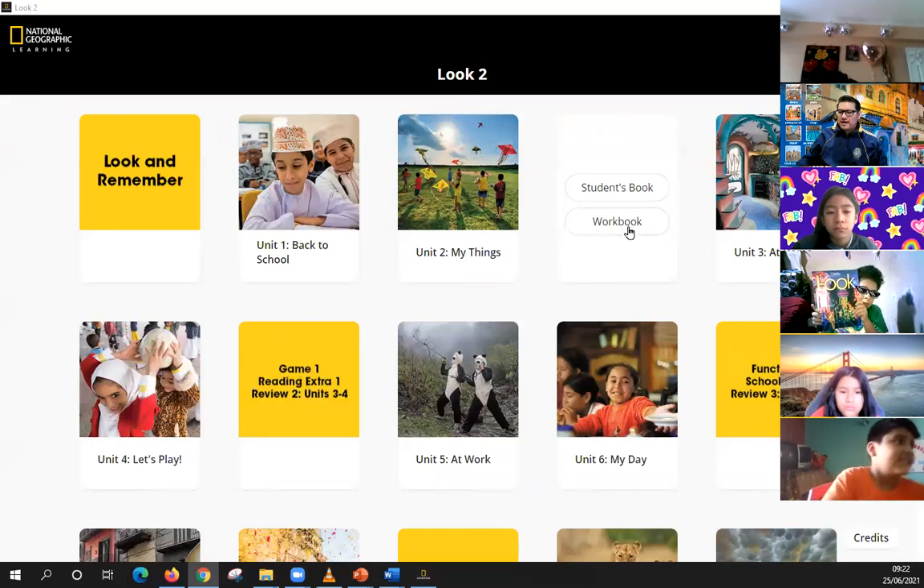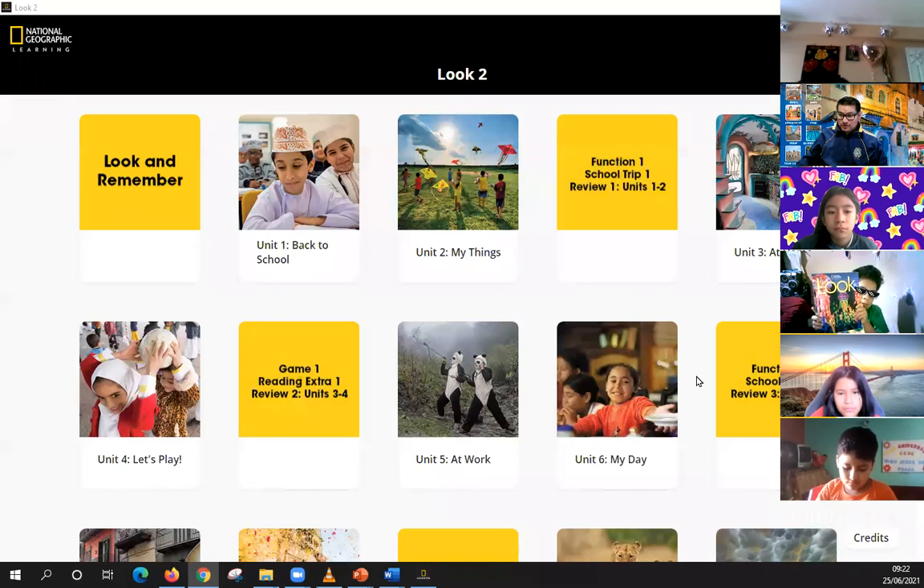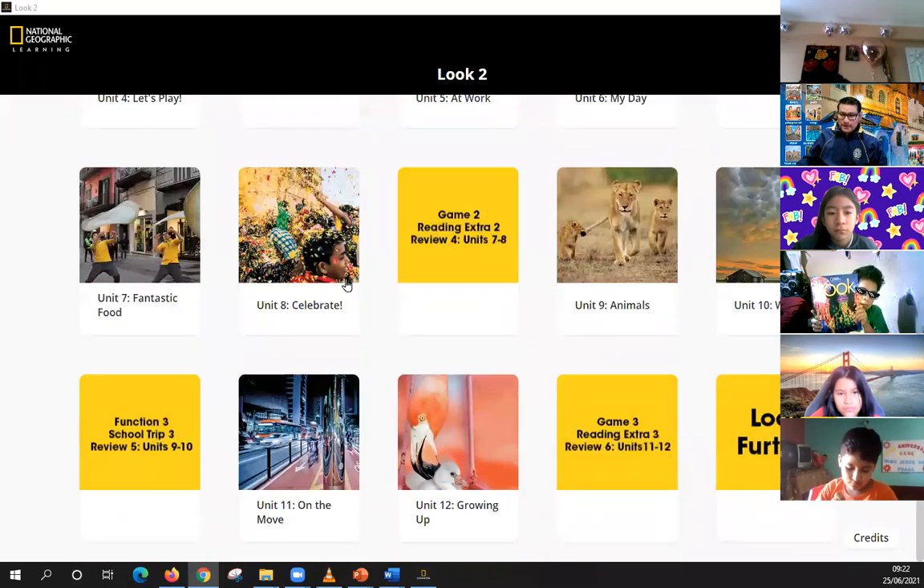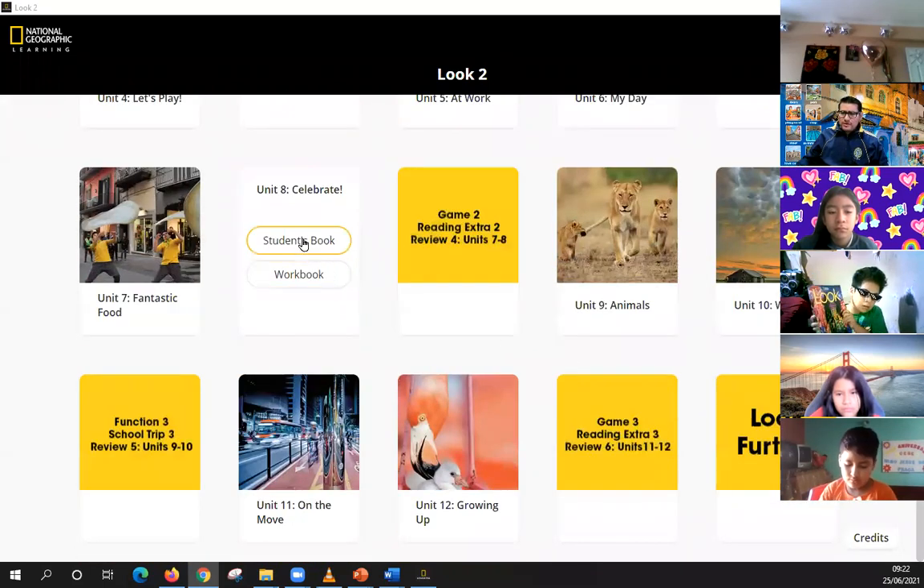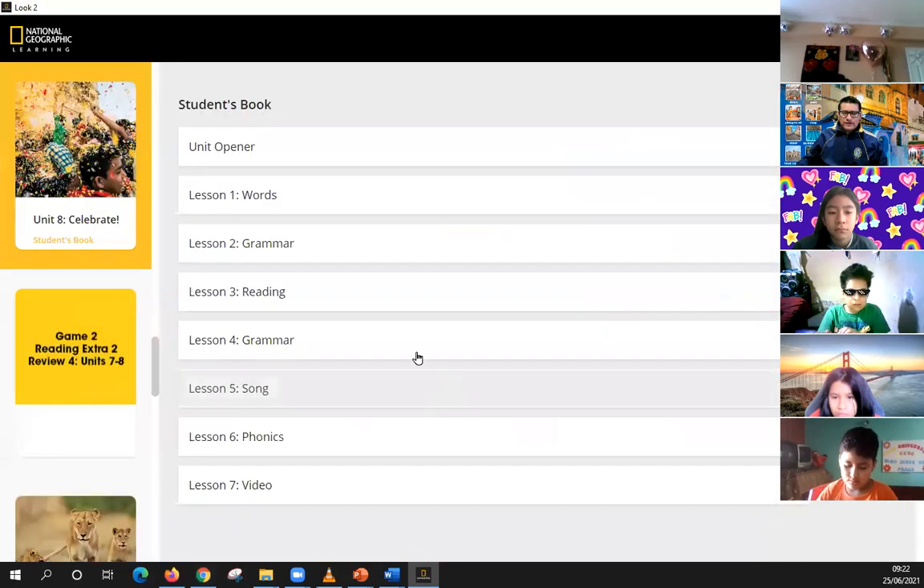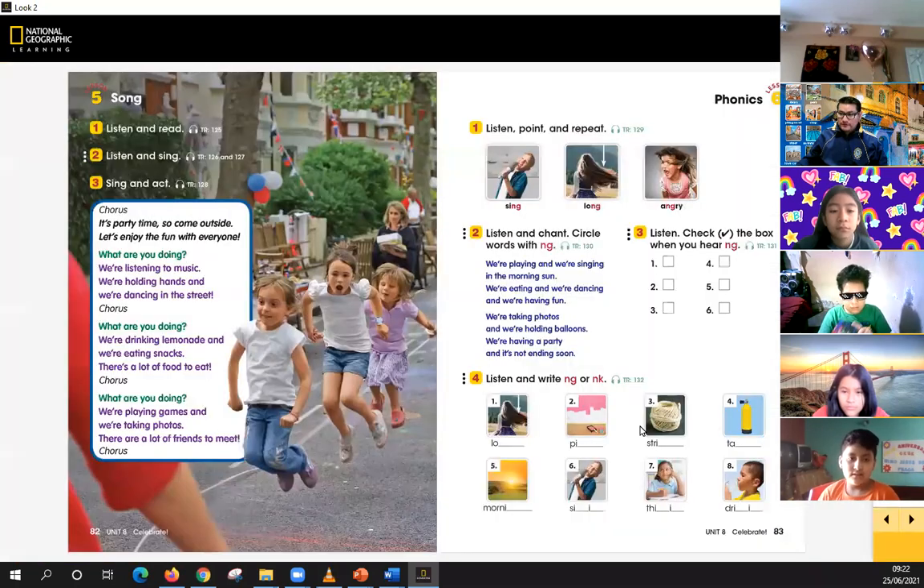You know, the previous lesson, we were learning about some different things, right? For example, we're talking about celebration. Here we have the part that says, let's celebrate, and here we learn a song. Do you remember the song?